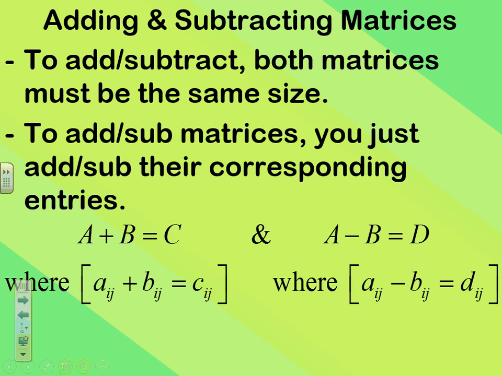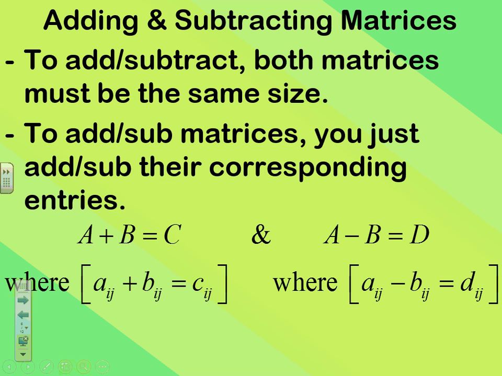Well, in order to add them together, we add the corresponding elements together, meaning row 1, column 1 of matrix A gets added to row 1, column 1 of matrix B, and so on. Okay? So that's what the text at the bottom of the screen is telling you. Whether I'm adding or subtracting, we're going to combine the same elements together.